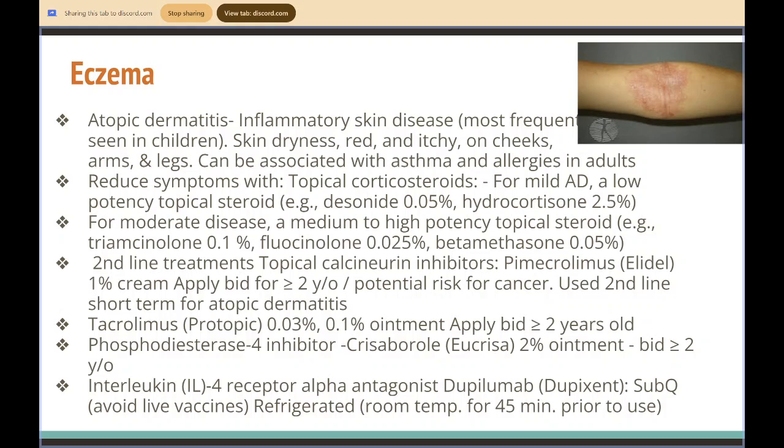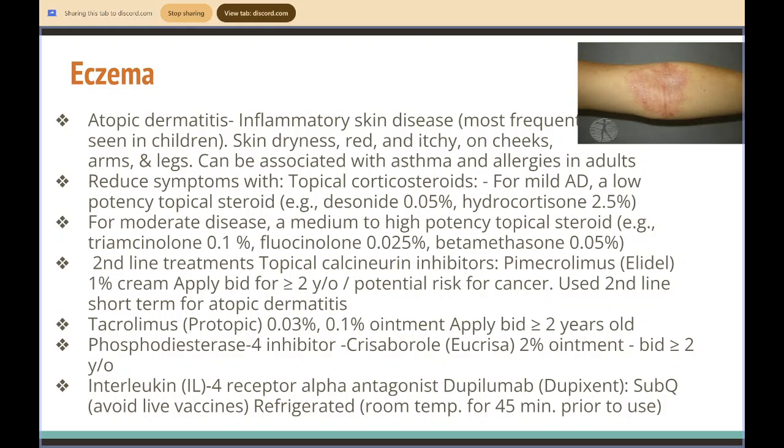There is a potential risk for cancer. Tacrolimus is Protopic, and that's 0.03% or 0.1% ointment, also a second line option. PDE4 inhibitor, crisaborole or Eucrisa, is a 2% ointment, and that's BID for 2 years of age or older.